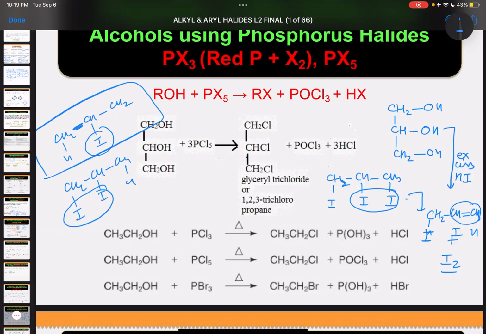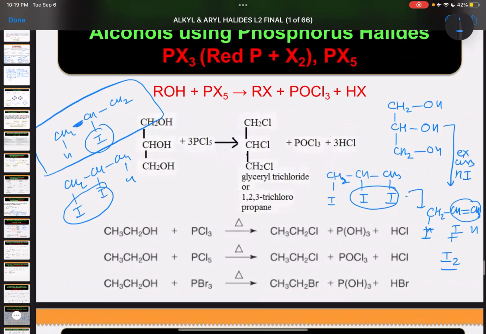Is it clear? Yes. Got it? So it's a very difficult question. A lot of concepts are involved. Reaction of alcohol and HI. Vicinal iodides are unstable. And the other thing is multiple times addition of HI, removal of I2, Markovnikov addition. So all these things happen. So the final answer is going to be isopropyl iodide. Is it clear?